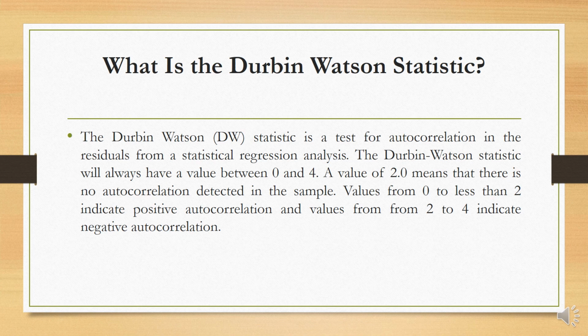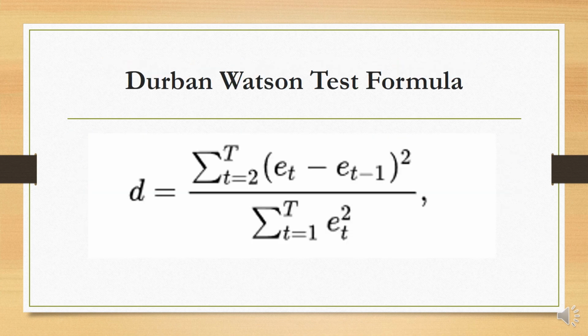The Durbin-Watson statistic, DW, is a test for the autocorrelation in the residuals from a statistical regression analysis. The Durbin-Watson statistic will always have a value between 0 and 4. A value of 2 means that there is no autocorrelation detected in the sample. Values from 0 to less than 2 indicate a positive autocorrelation, and values from 2 to 4 indicate a negative autocorrelation.